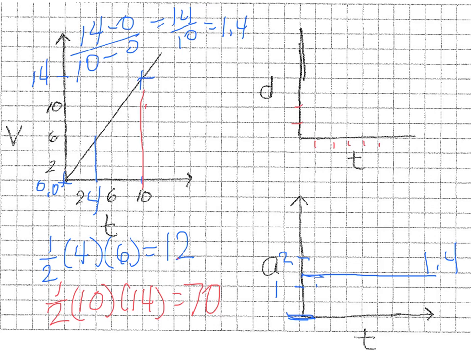So our graph: 10, 20, 30, 40, 50, 60, 70. So at 10 seconds, this is our 70 meters, we have a spot. And then at 4 seconds, we are at 12. So we have another spot. And we know it's going to be a curve. So it will look something like that. So from that velocity line, we can find acceleration and we can find displacement.